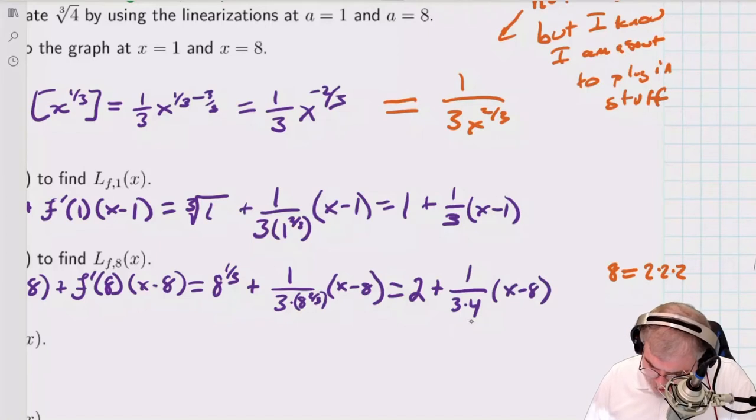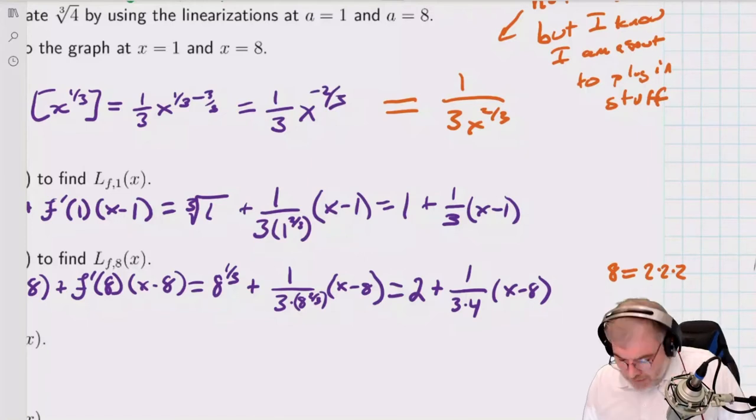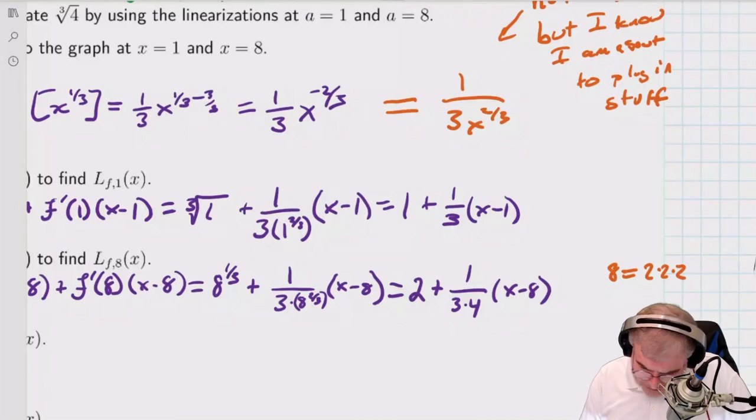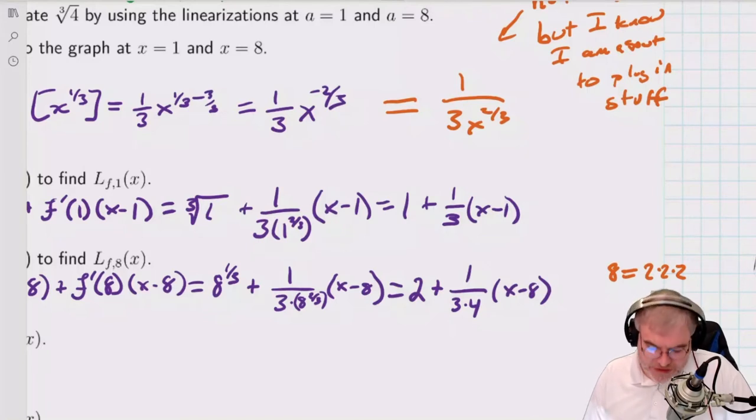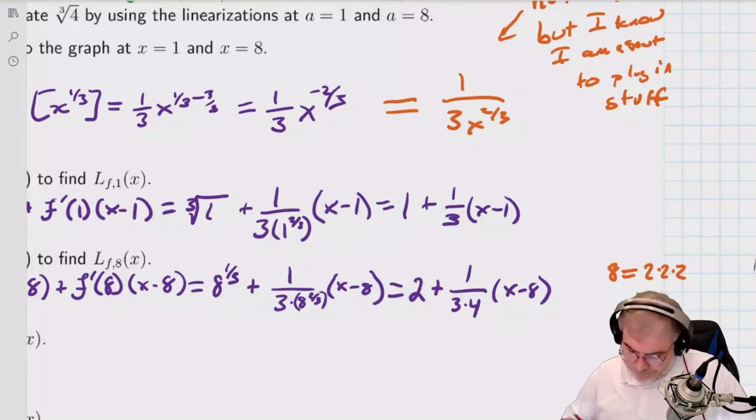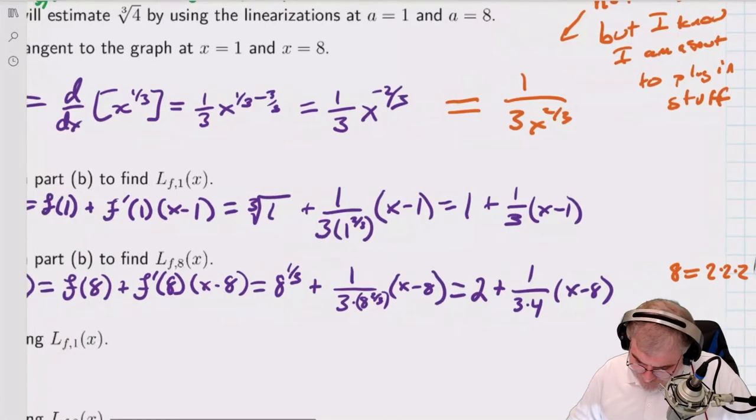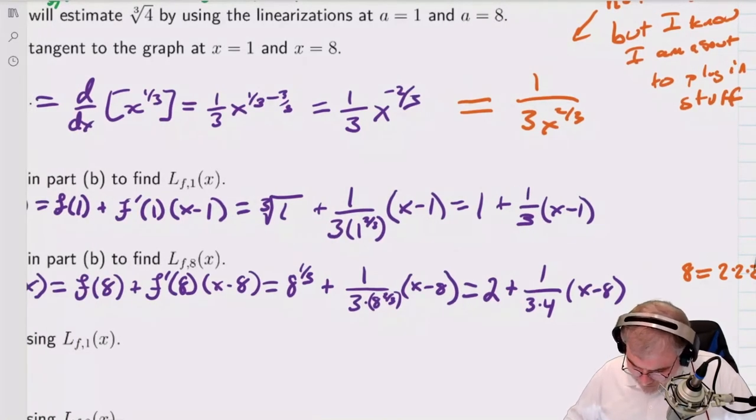Now, I'm actually going to leave this as 1 third, 1 over 3 times 4. Some people might not like that, but the reason I am is because I know I'm about to plug in estimators. And look at this 4 here. When I plug in that 4, I might have some cancellation. So I'm just going to leave it. That's a perfectly good answer, just because I think things might cancel when I start computing things.